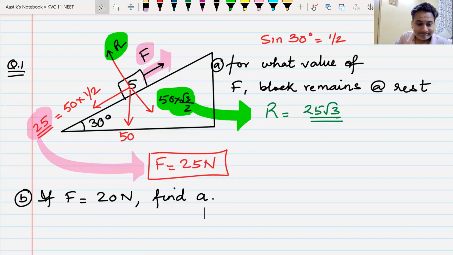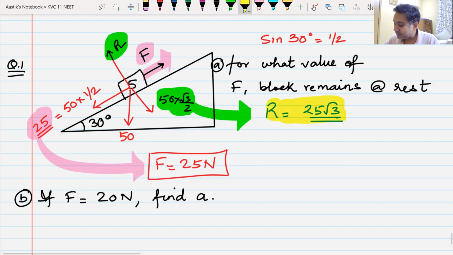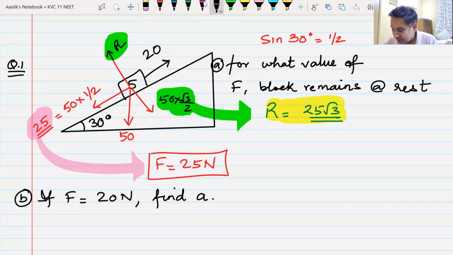So I draw the same diagram and I write the same equation. My R is still equal to 25 root 3, yes or no? Nothing has changed in this R. The only thing that has changed in this question is instead of your F being given as F, it is now given as 20 newtons, yes or no?